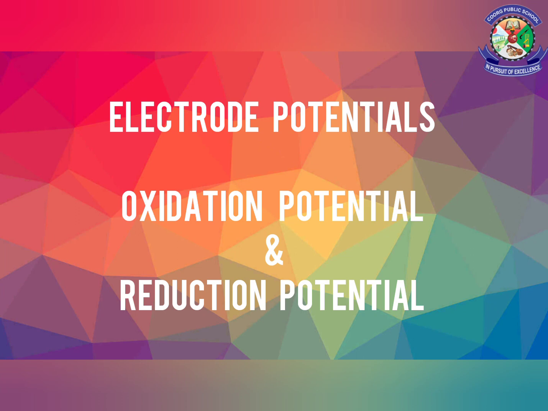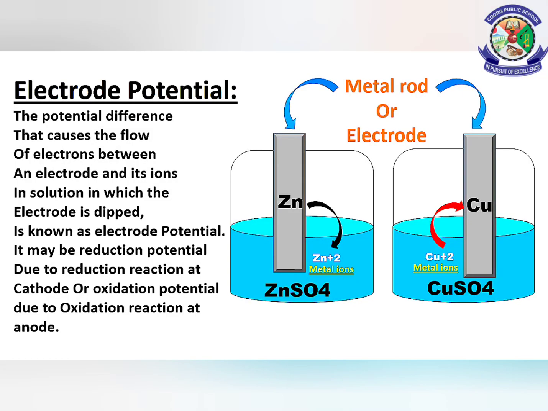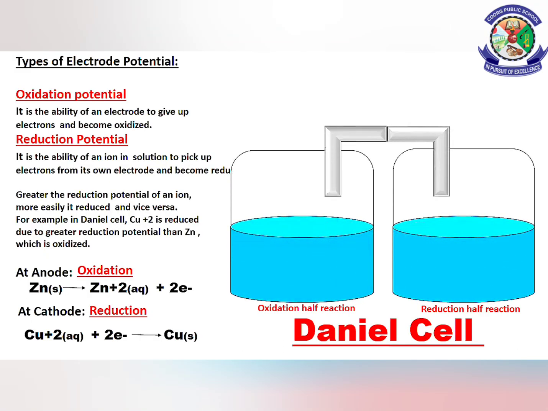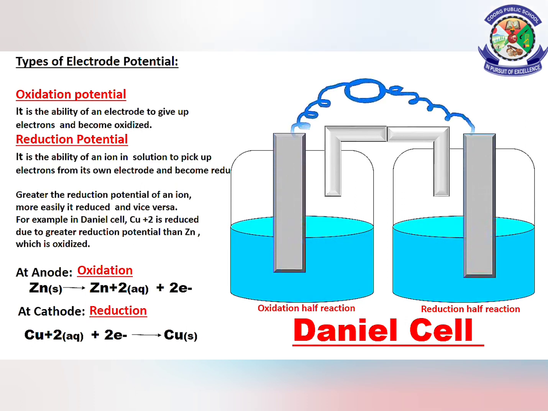Next, we will discuss electrode potentials, that is, oxidation potential and reduction potential. The potential difference that causes the flow of electrons between an electrode and its ions in the solution in which the electrode is dipped is known as electrode potential. It may be reduction potential due to the reduction reaction at the cathode or oxidation potential due to the oxidation reaction at the anode. Oxidation potential is the ability of an electrode to give up electrons and become oxidized, whereas reduction potential is the ability of an ion in the solution to accept the electrons from the electrode and become reduced.